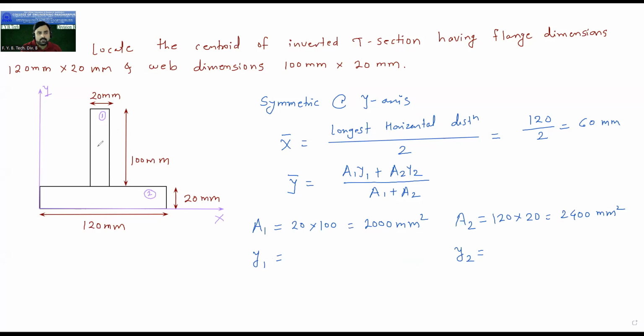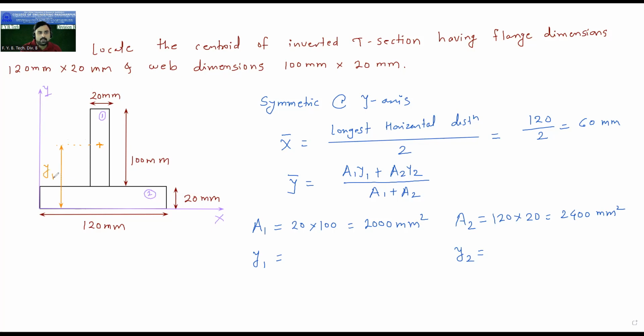Somewhere here, the centroid of this rectangle will be there. Okay. So the distance of this centroid from x-axis is nothing but your y1. Okay. So if I locate this, so this distance, this is nothing but your y1. This much of distance.